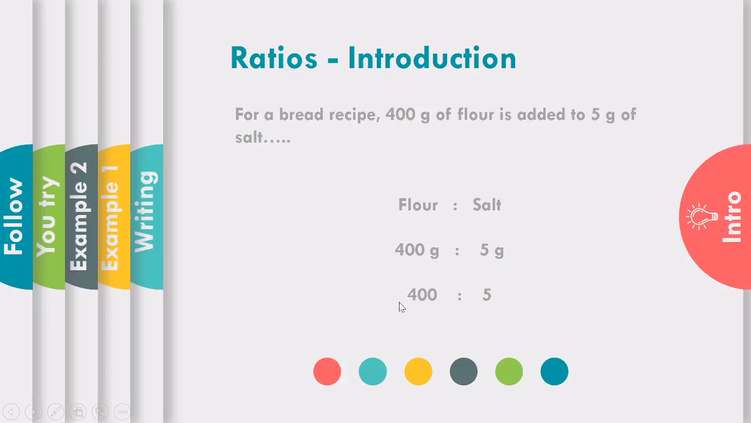And guys, that order is really important. If we write 5 to 400, well, the bread's not gonna come out tasting very good if we use 5 grams of bread flour and 400 grams of salt. So that order is really important. And notice in the ratio as well, we lose the units. We don't include any units in our answer, and that's a really important thing about ratios.